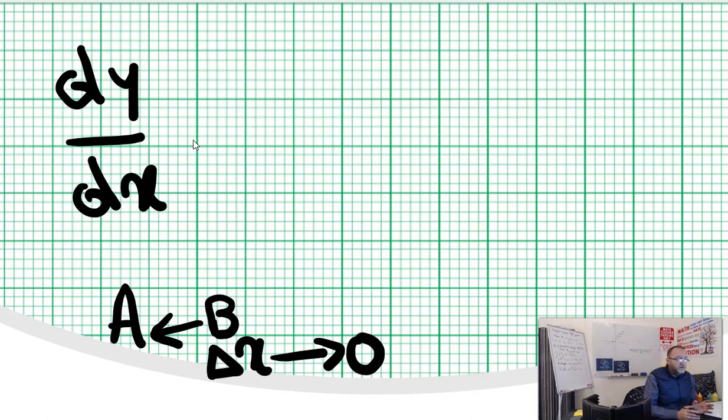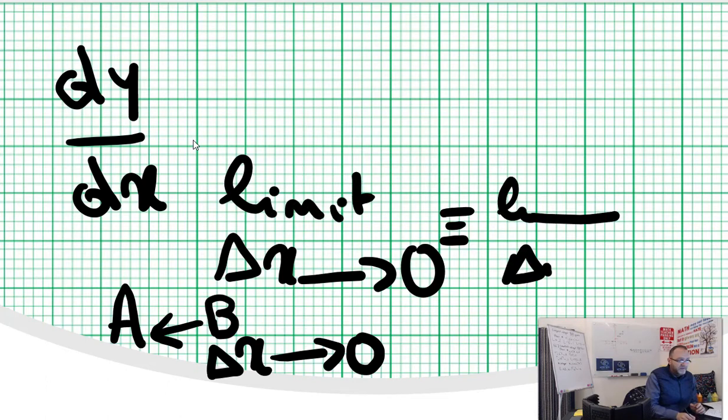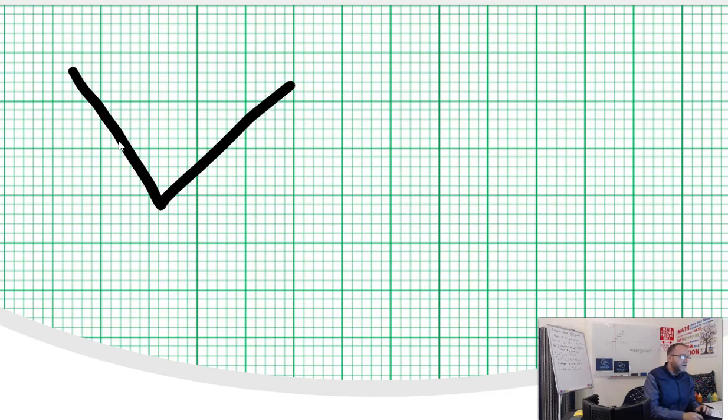The limit of that secant as delta x or delta t approaches 0 from the left equals the limit as delta x approaches 0 from the right. If it's equal, that means it's differentiable. If it's not equal, that means it's not differentiable. It could be continuous, but not differentiable. And we gave the famous example of y equals the absolute value of x.